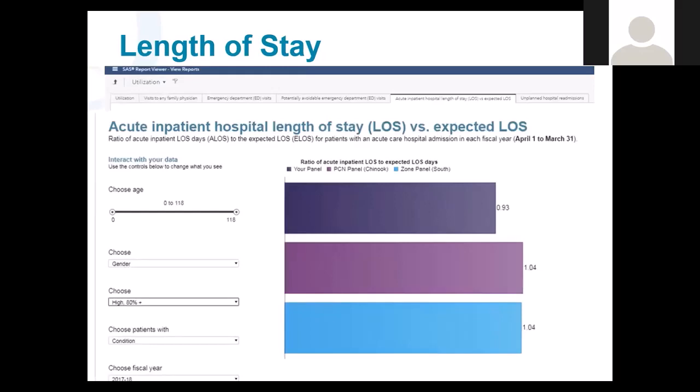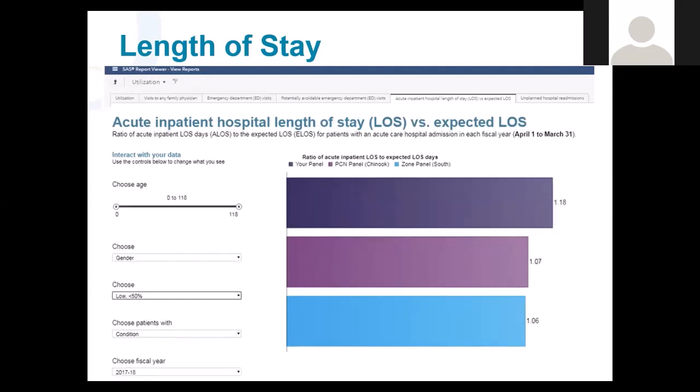So now, if we look at those patients that have high continuity, we know that those patients that have high continuity to a provider typically have shorter lengths of stay. And that's exactly what this is showing, that the actual length of stay is much better than the Canadian average for this particular physician's panel.